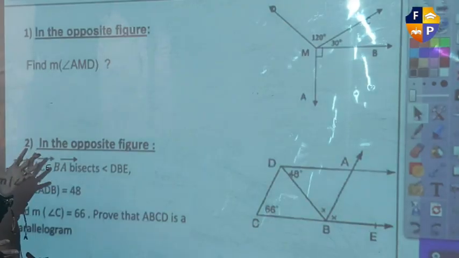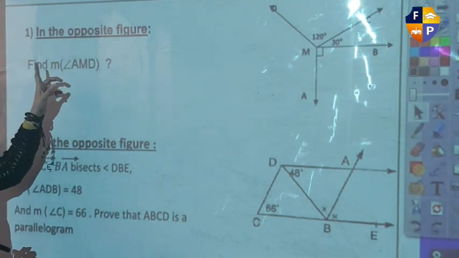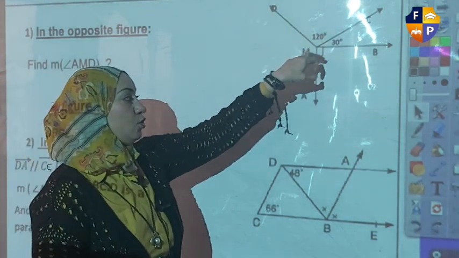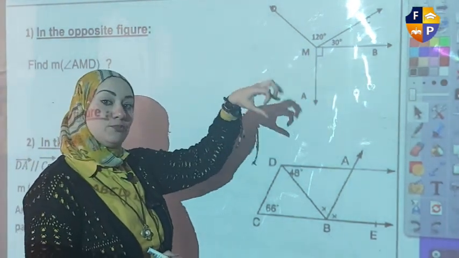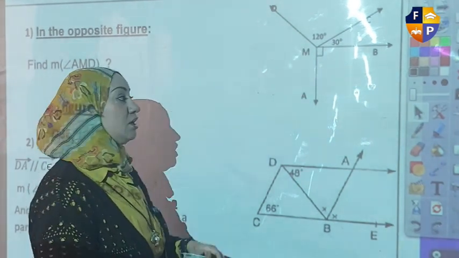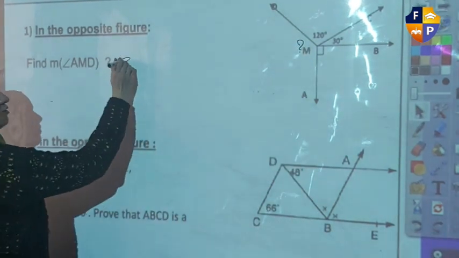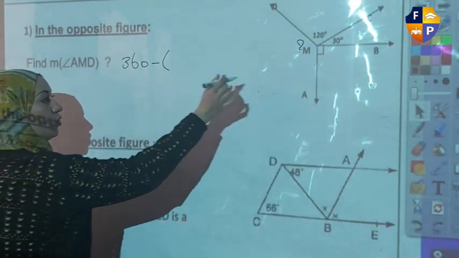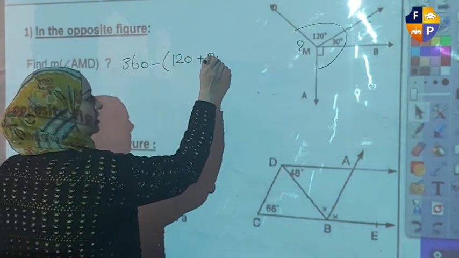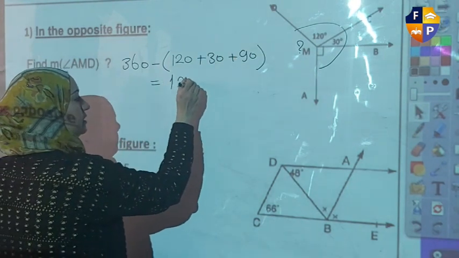Let's answer some geometric figures. In the opposite figure, find the measure of angle AMD. All of us know the sum of accumulative angles at one point equals 360. So to get this angle, I will write 360 minus all these angles: 120 plus 30 plus 90, equals 120.